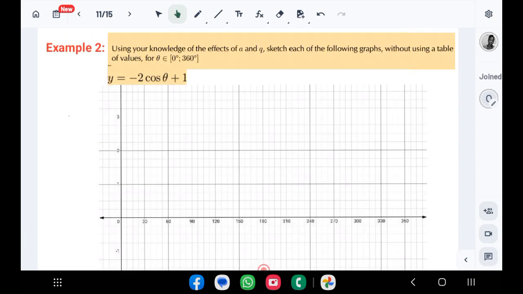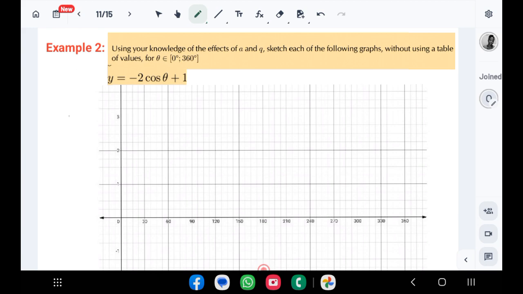Now let's look at example 2. Using your knowledge of the effects of a and q, sketch each of the following graphs without using a table of values for theta between 0 degrees and 360 degrees. So now we're using our knowledge and understanding of a and q. We're not going to be plotting points on a table. What we're going to do is draw the standard equation of y equals cos theta and then take it from there.